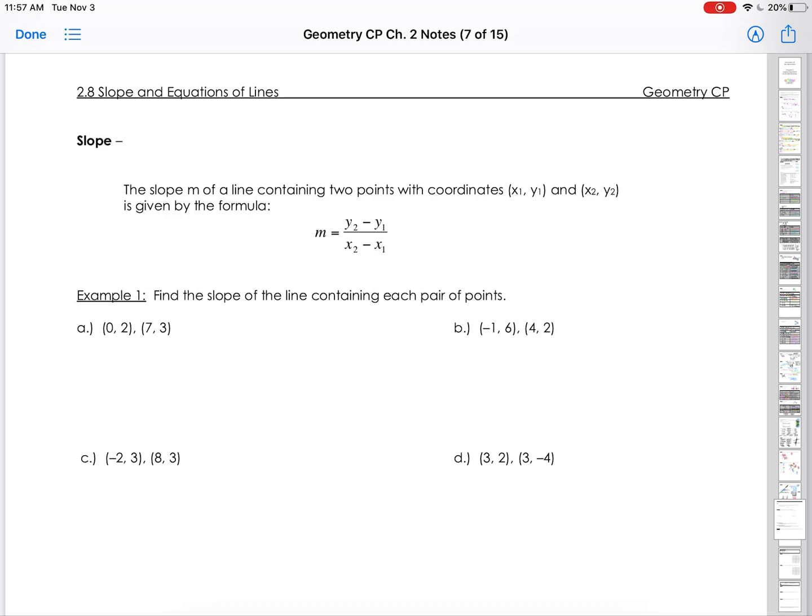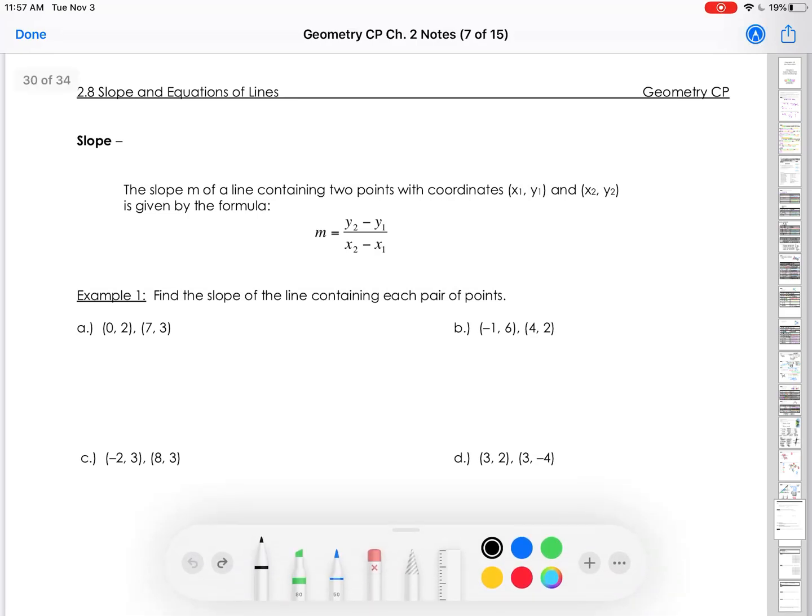2.8, slope and equations of lines. The slope, if you remember from Algebra 1, of a line that contains 2 points is given by the formula m equals y2 minus y1 over x2 minus x1, where x1, y1 and x2, y2 are point number 1 and point number 2. So when we go to calculate slope, we want to make sure we designate one of the points to be point number 1 and the other point to be point number 2.